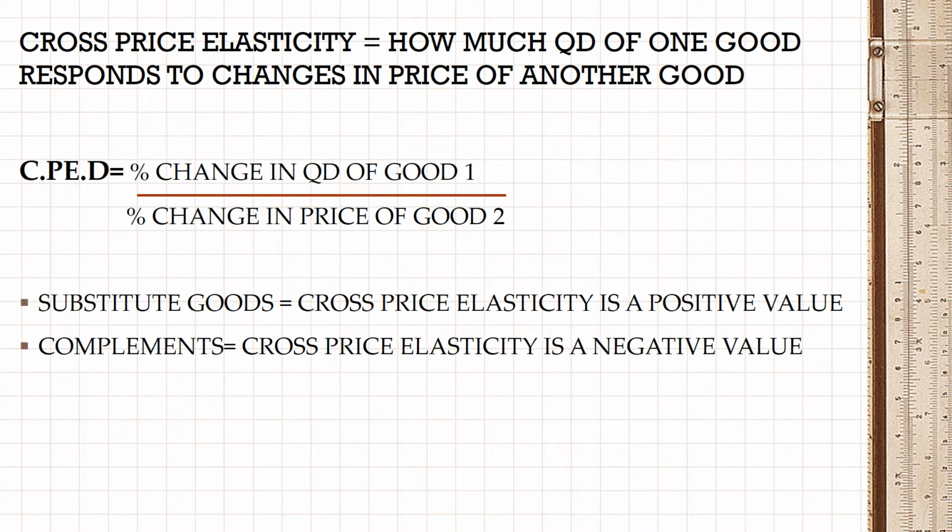Whereas for complementary goods, the concept of complements is the same, for example, petrol and car, or electricity and TV. When there is an increase in the price of electricity, you watch less television. Or when there is an increase in the price of petrol, you drive your car less. So the sign moves in the opposite direction. That's why cross price elasticity for complementary goods is a negative number.